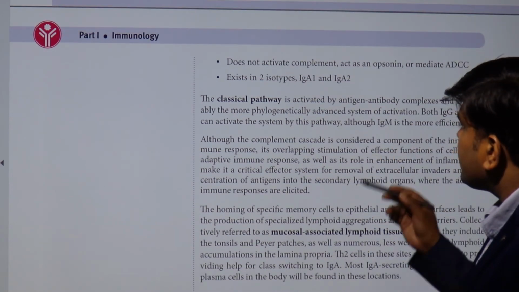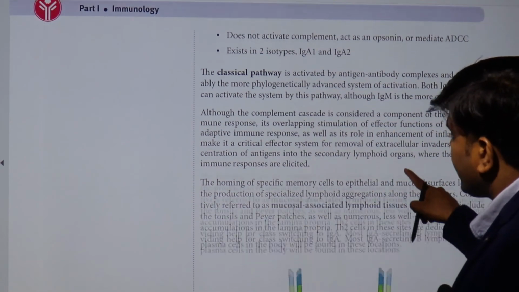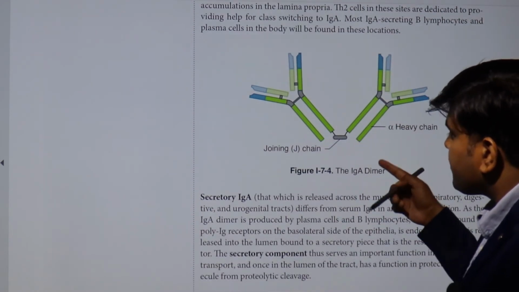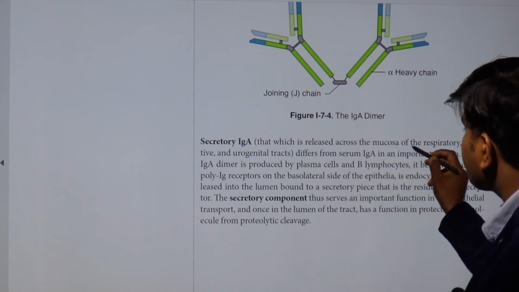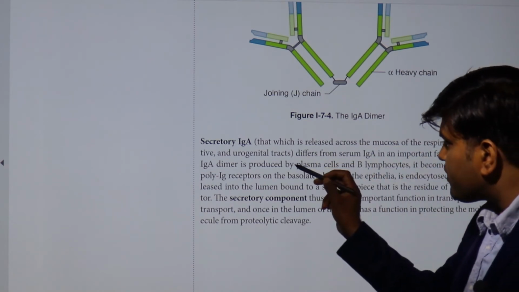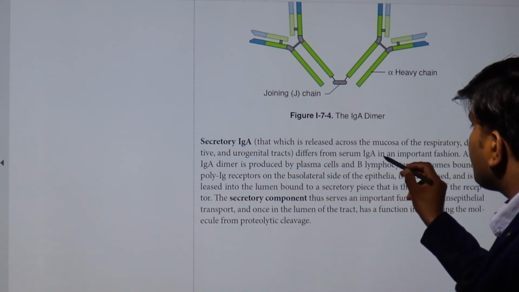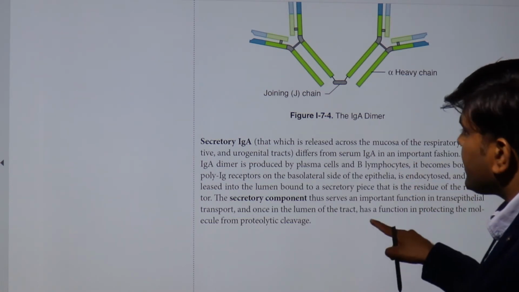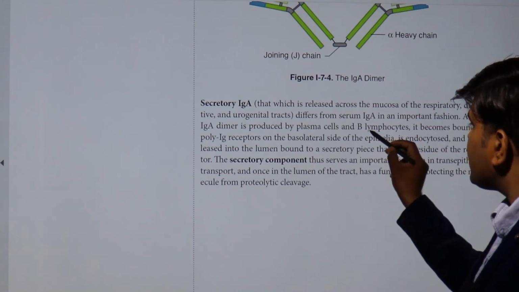There are two types of immunoglobulin A, IgA1 and IgA2. They are normally present as a dimer in the secretory form, and secretory IgA, which is released across the mucosa of the respiratory tract, digestive tract and urogenital tract, differs from serum immunoglobulin A because serum IgA is a monomer. The dimer IgA is produced by the plasma cell and B lymphocyte.